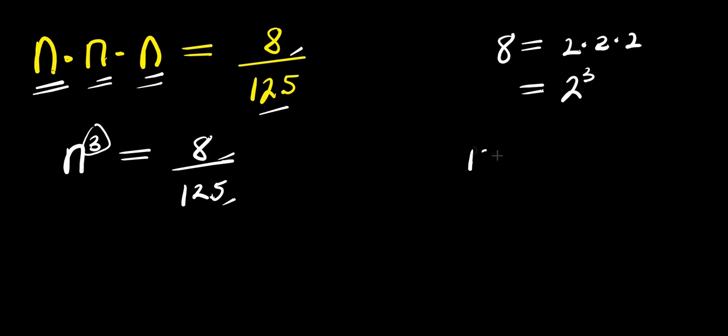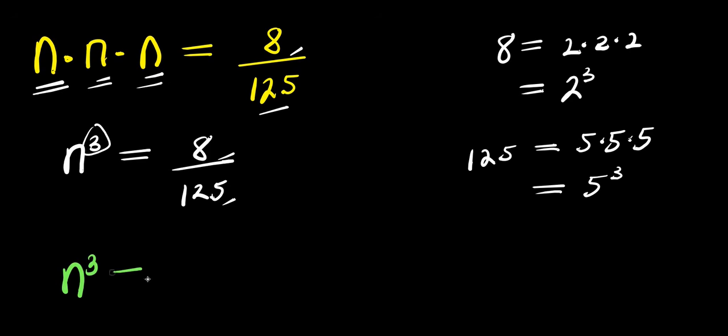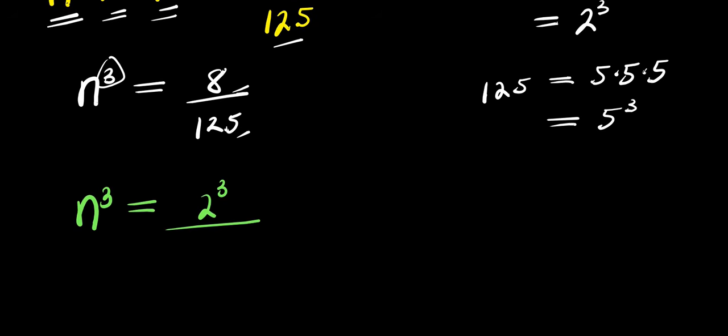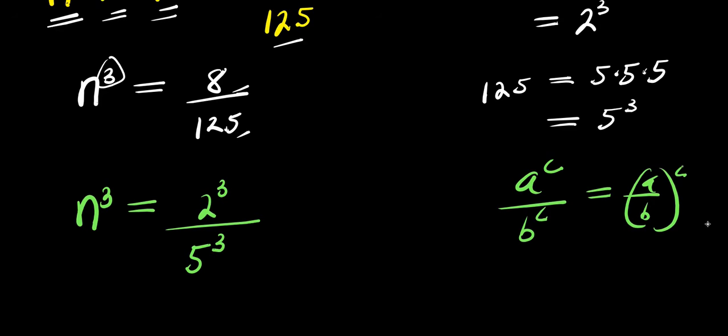And 125 equals 5 times 5 times 5. And that means 125 is 5 to the power of 3. So let's replace them here. We are going to have n to the power of 3 equals 8 is 2 to the power of 3 divided by 125 is 5 to the power of 3. Now, if you consider this identity, if you have a to the power c divided by b to the power c, this equals a divided by b raised to the power of c.